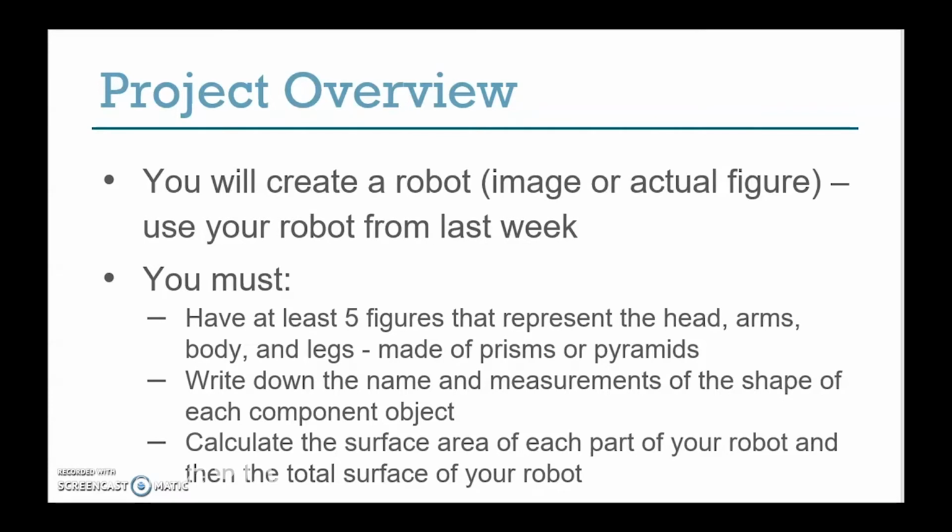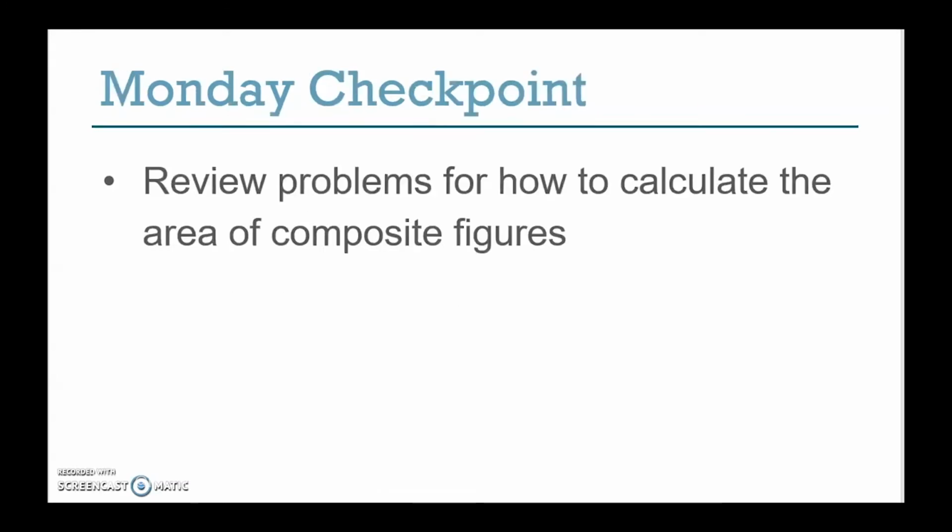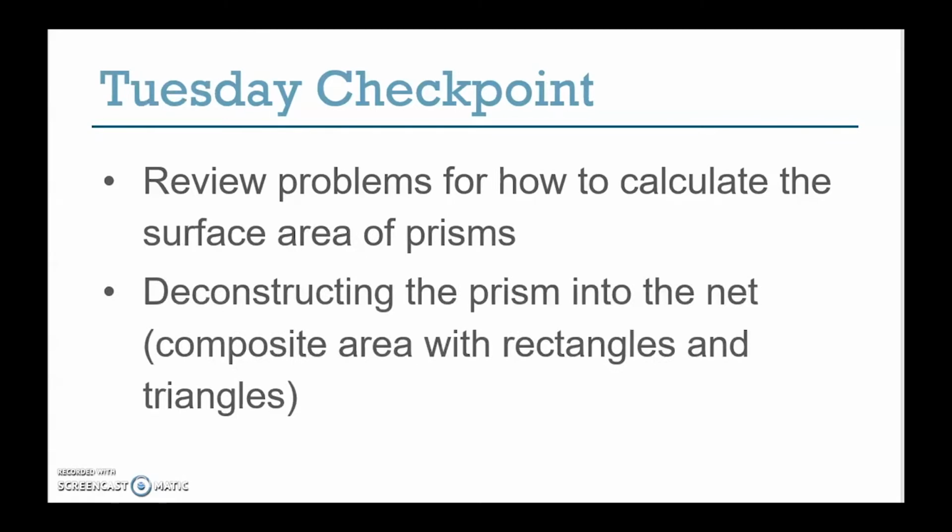You're going to write down the name and measurements of each of the shapes for the component pieces, and then you'll calculate the surface area of each part of your robot and use that information to calculate the total surface area of your robot. On Monday, we're going to review how to calculate the area of composite figures. On Tuesday, we're going to start calculating the surface area of prisms.